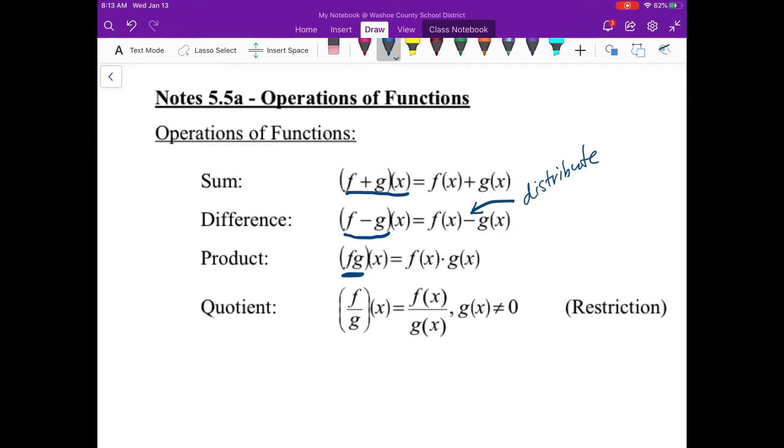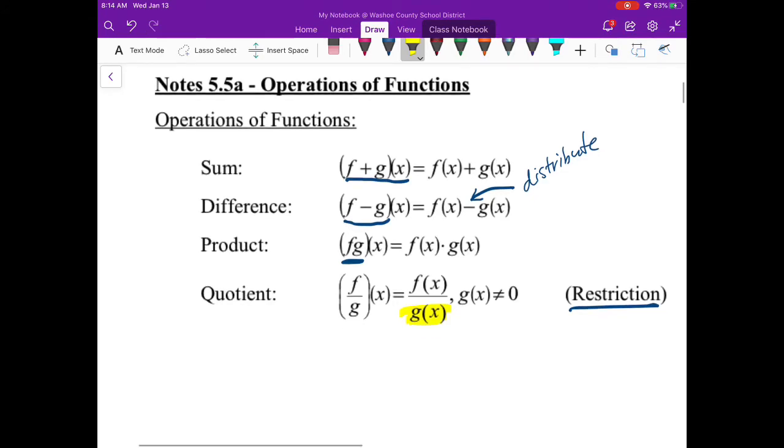And lastly, I have quotient, so I'm going to be dividing f divided by g. There is one restriction on this one. We cannot have a 0 in the denominator. So our value in the denominator cannot be 0. So we're going to have to apply that restriction. What would make the denominator 0, and then state that those are the values that x cannot equal.